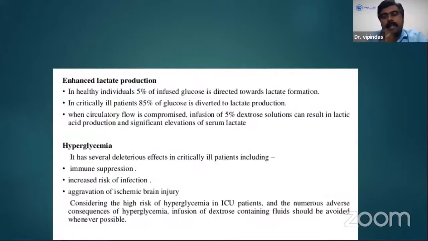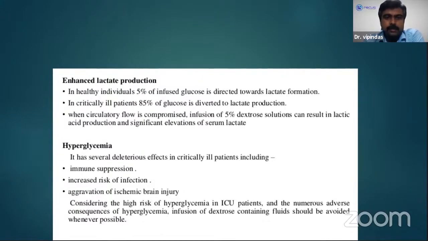And what is the main problem if you are giving glucose in trauma patients? So what will happen? This will produce lactic acidosis in some cases, and also it may lead to hyperglycemia. So these two things should be understood if you are giving it in post-operative time.